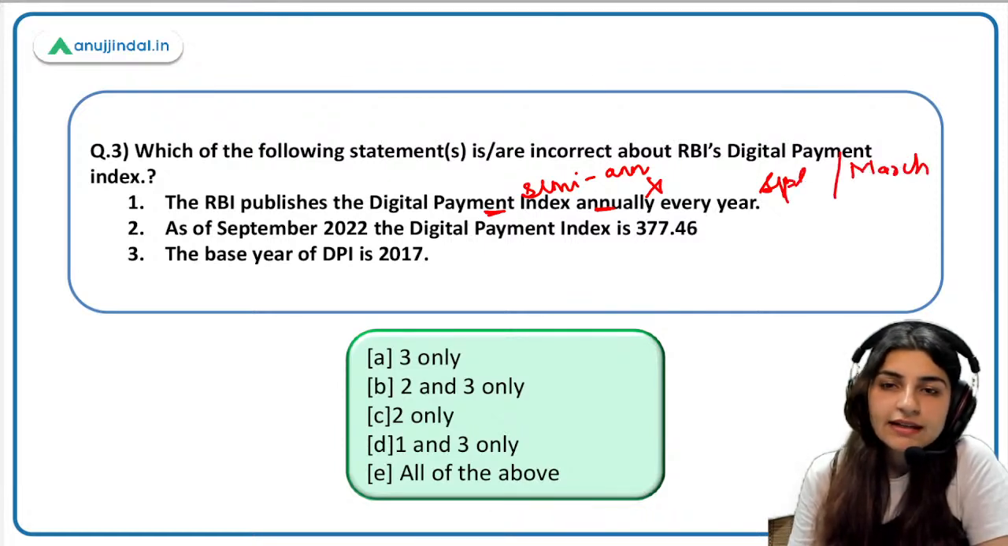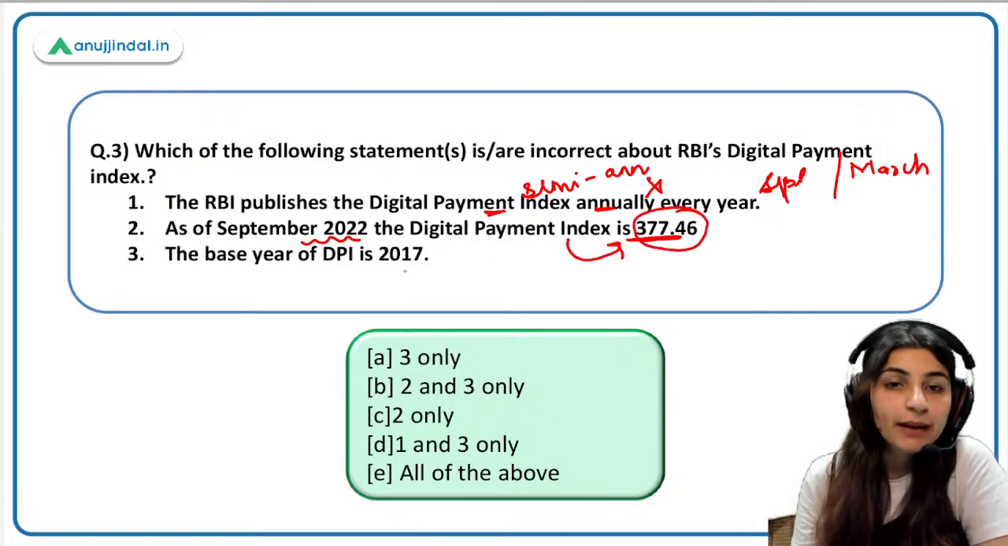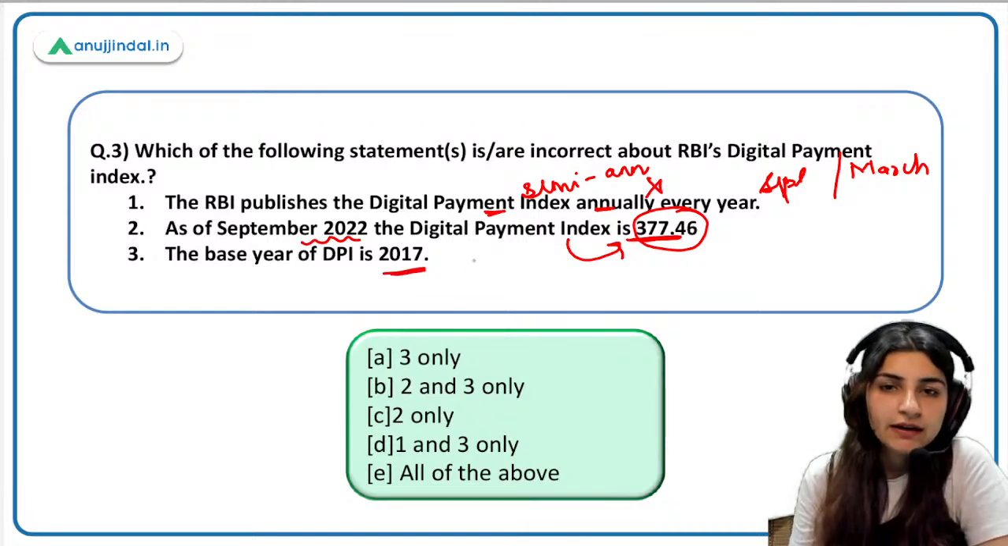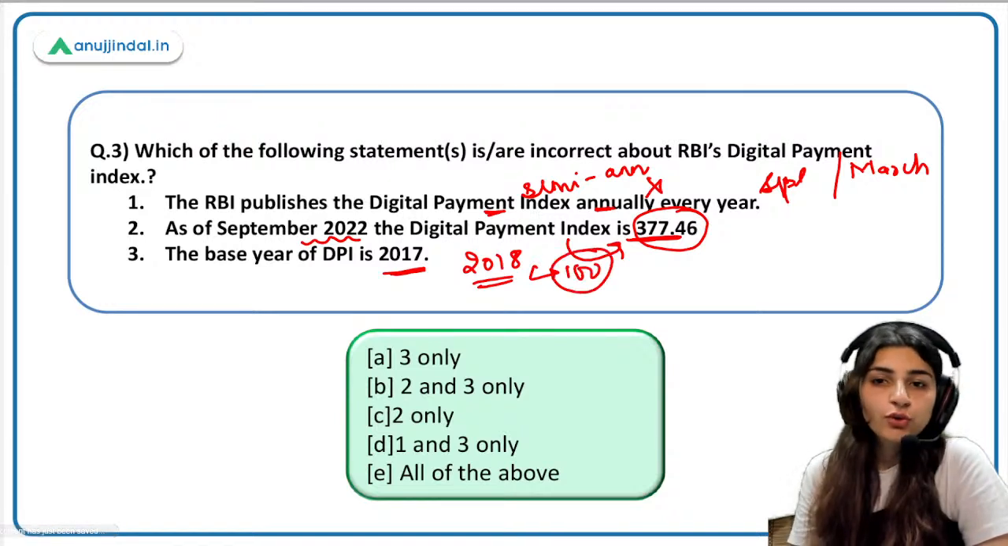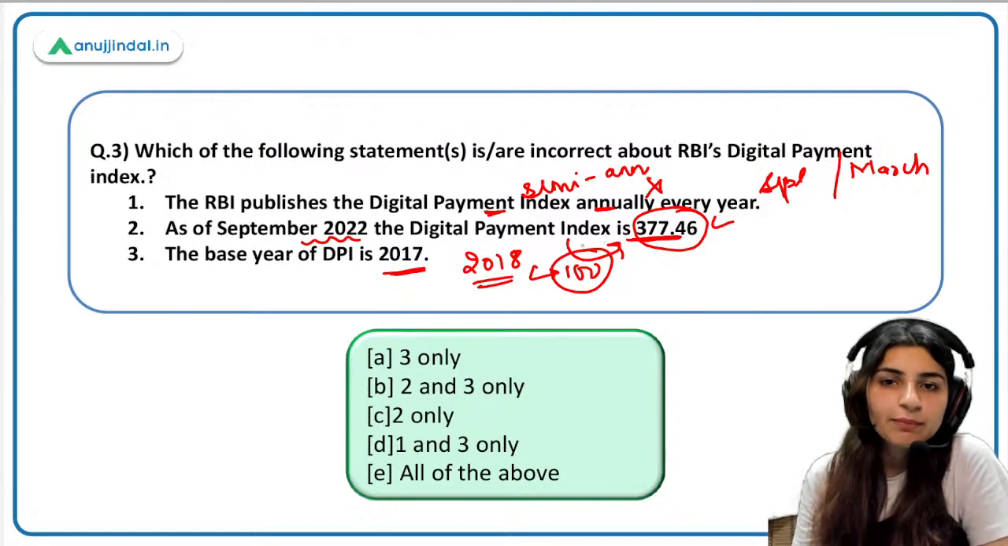Recently, September 2022 data came in the month of February, and the digital payment index was 377.46. Now, what is the base year of DPI, digital payment index? The base year was 2018. It was mapped to 100. That was the base year, 2018, and currently in September 2022, it was 377.